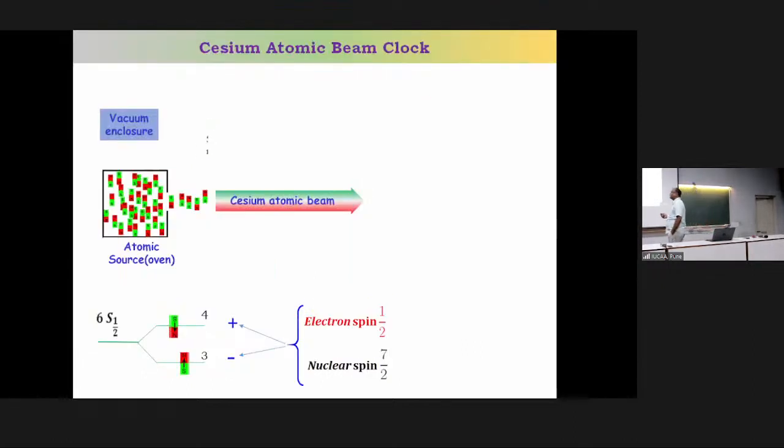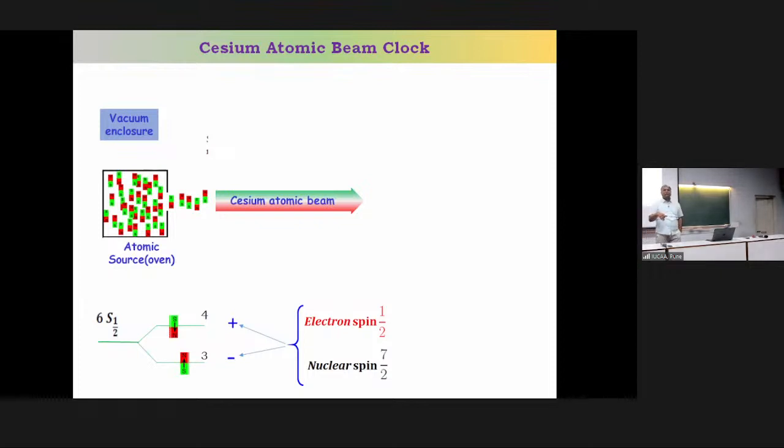So let's first start with the room temperature cesium atomic clocks. They operate at room temperature. They are not laser cooled to any millikelvin temperature, nor are they trapped. So what happens there? You take an atomic oven, which is an enclosure with a very small hole on one side, and the cesium atoms inside that reservoir can be in the F equals 3 state or the F equals 4 state.